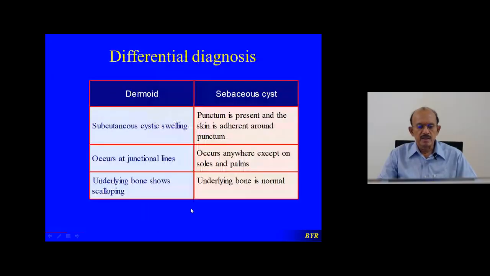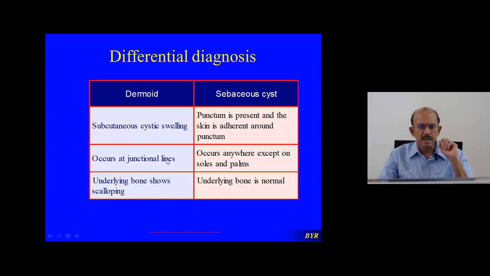This is sebaceous with ulcer. So how do you differentiate between dermoid and sebaceous cyst? Dermoid is a subcutaneous swelling where skin can be pinched all over the swelling. In sebaceous cyst, a punctum is present and the skin is adherent around the punctum. So you cannot pinch the skin around the punctum because skin is adherent at that particular place.